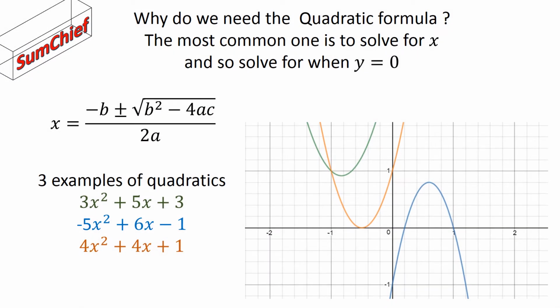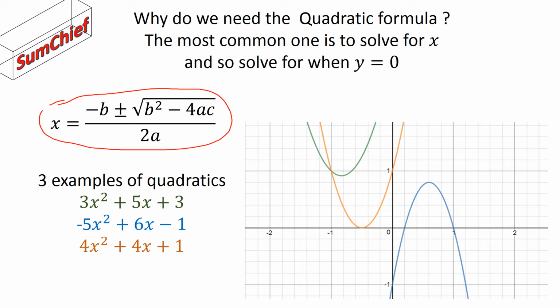So why do we need the quadratic formula? Well, the most common reason is to solve for x, that is, to solve for when y equals 0. The quadratic formula is x equals minus b plus or minus the square root of b squared minus 4ac, all over 2a.